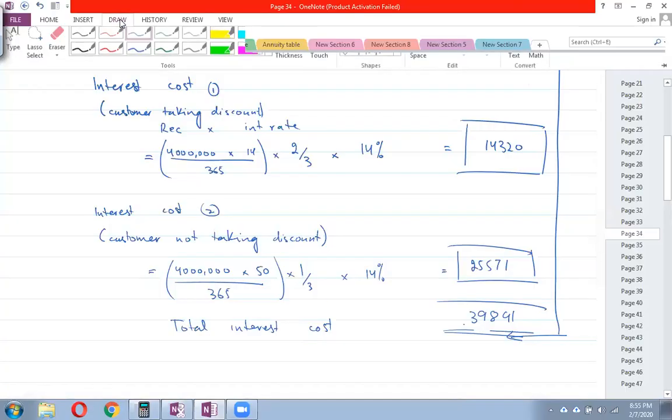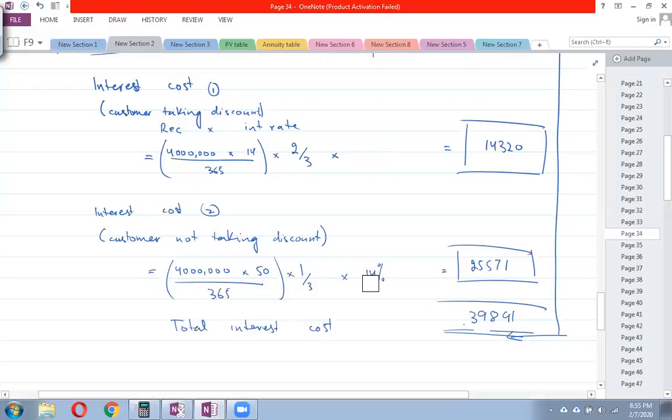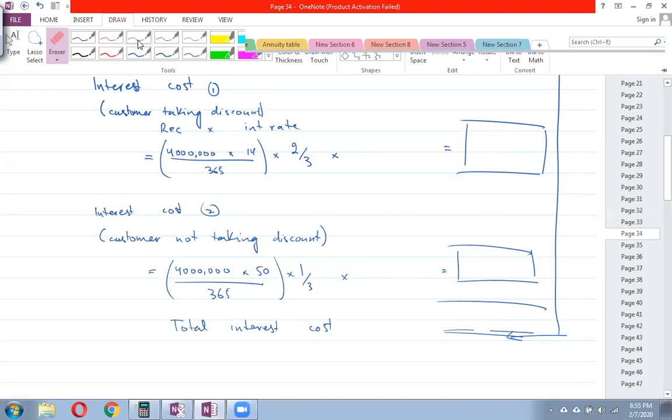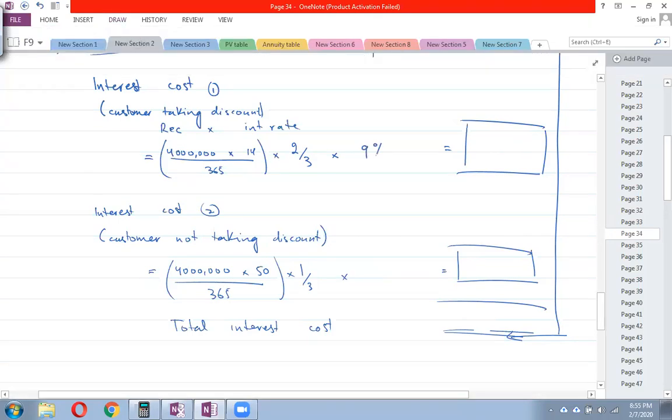Nobody's correcting me. 14% was for the previous question, isn't for this question, right? Nobody's actually pointing this out. The interest rate is 9%, guys. Come on. You should be looking at the question as well. Can you actually calculate it again, please?